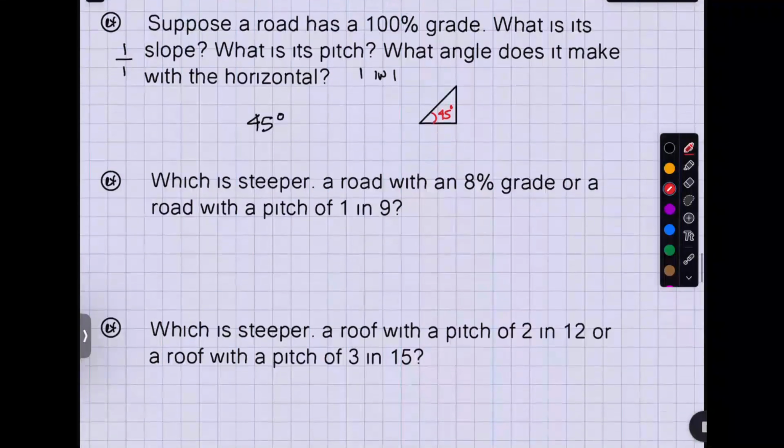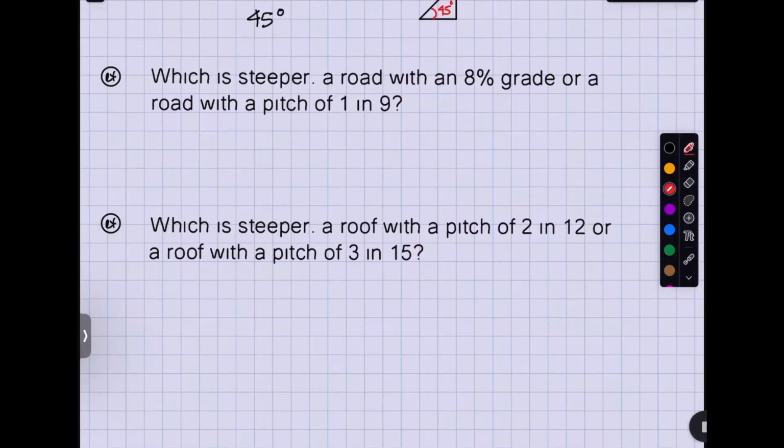Okay. Which is steeper? A road that's 8% grade, or a road that has a pitch of 1 and 9? Is it easier to make grade a pitch or pitch a grade?